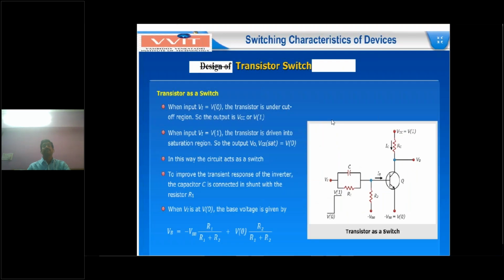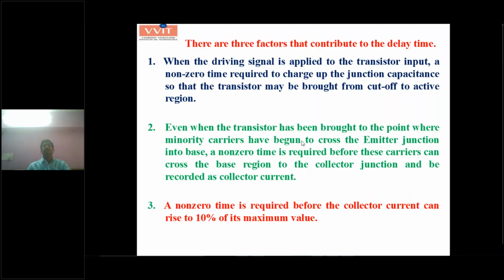Second, the carriers travel from emitter to base to collector, which also requires some time delay, and a non-zero time is required for the current to rise from 0 to 10%. These are the three reasons why the delay time is required.